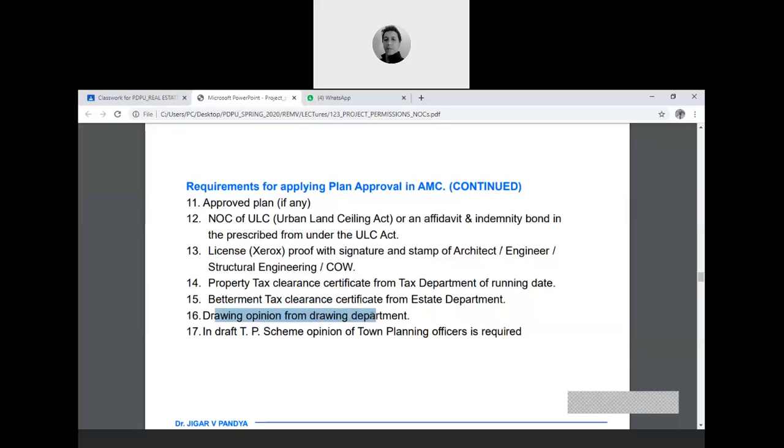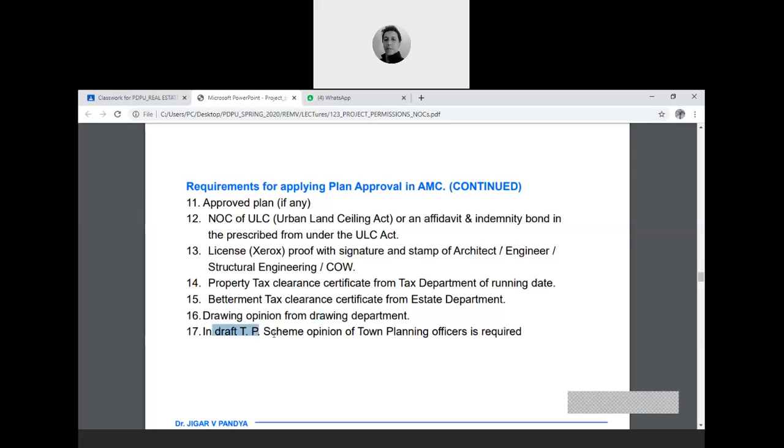And then you need a drawing opinion from the drawing department. Whatever you're constructing is as per the building bylaws specified by the municipal corporation, and so you need an opinion from the drawing department that your drawings are as per the building bylaws, which include things like margins, setback, the built-up areas, all those things.